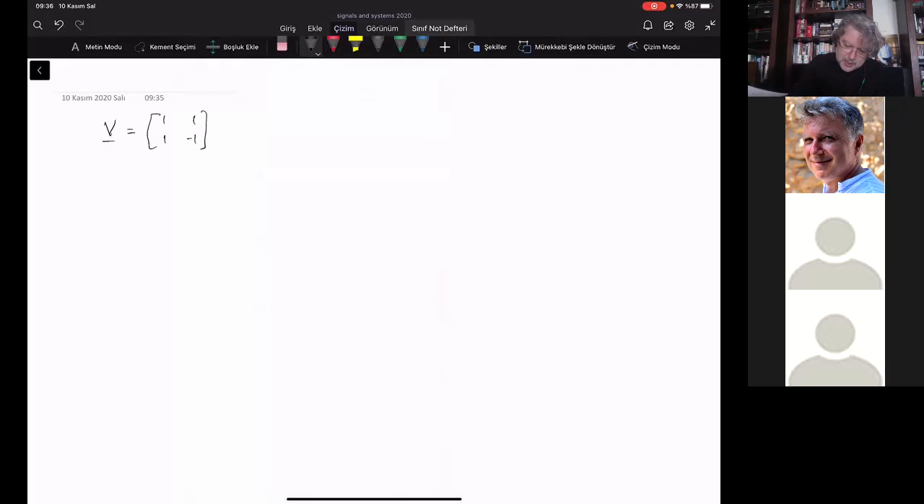If you want to visualize what kind of a sampling grid it corresponds to, let me plot them in red. One of them is 1 by 1, which is this. Okay, this is 1 by 1. And the other one is 1 by minus 1, which is this. Okay. So these two vectors will be now tiling.